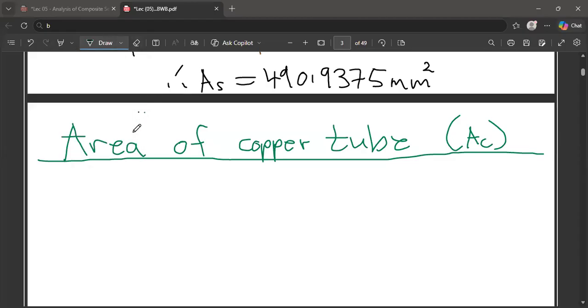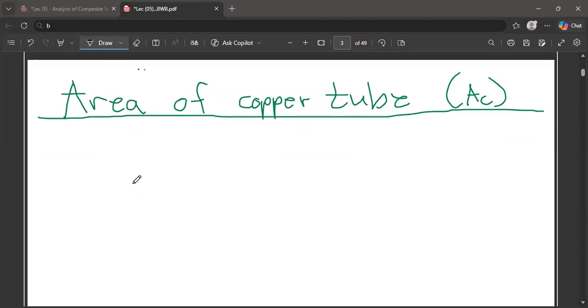Exactly. So the area of the copper tube, because it's a hollow one, this is the formula we are going to be using. Our area is going to be equal to pi. It's still pi d squared over 4, but because this time it is hollow, we have to subtract the smaller diameter from the bigger diameter. So that is going to be now expressed as what?